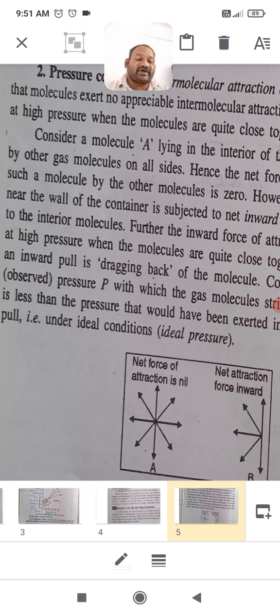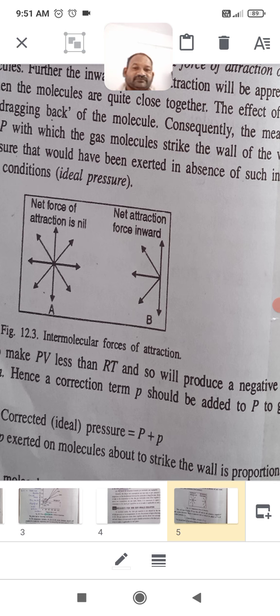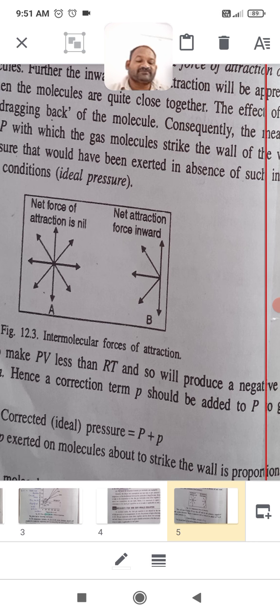This will tend to make PV less than RT and so will produce a negative deviation. Under perfect conditions, a correction term p should be added to P to get the ideal pressure. Corrected pressure is P plus p. This pressure correction depends on the number of molecules per unit volume in the interior bulk of the gas which are attracting the striking molecules, and the number of molecules per unit volume striking the wall.